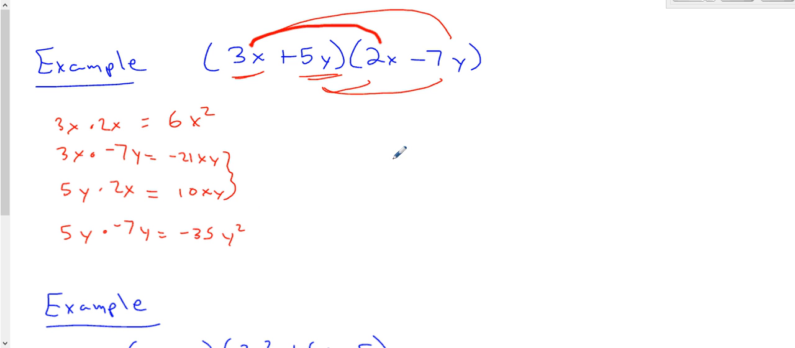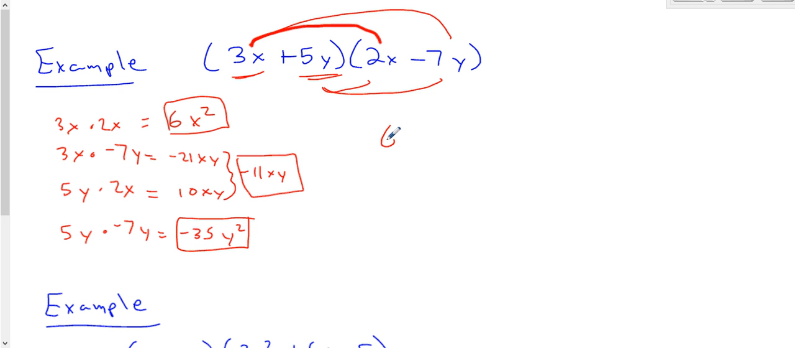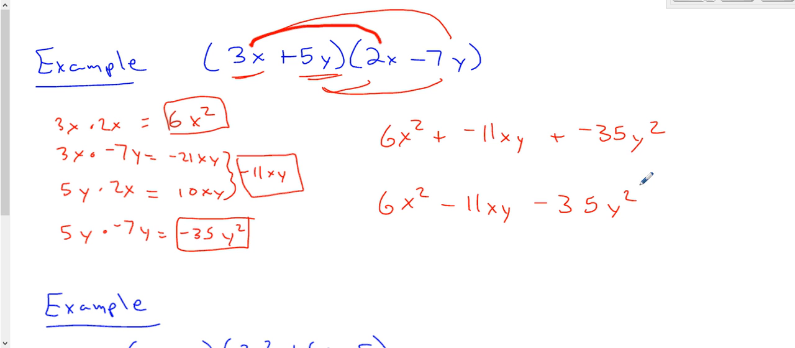And now I have these two like terms here. And if I add those together, I get negative 11xy. So I've got three final terms here in my answer, and I'm going to add them together. So 6x squared plus negative 11xy plus negative 35y squared. Now, obviously, anytime I'm adding a negative, I can convert that to be minus. And here is my final answer.